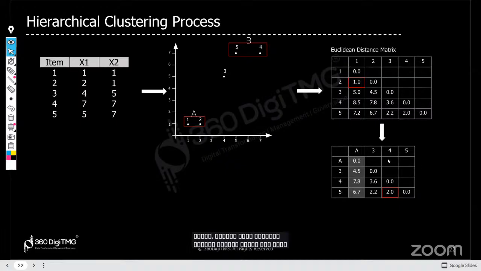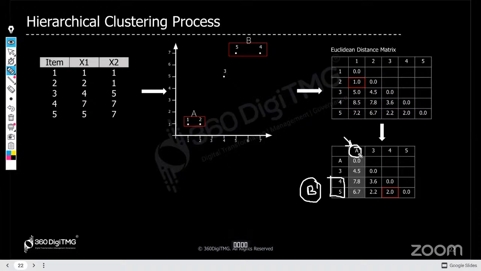Once we have clustered them down, again we will try to find which is the shortest, because we have clustered them. Let's make it big. What is the shortest distance between data point A and this B? What is the shortest distance between data point A and this data point B? So we will select out of these two, 7.8 and 6.7. Here we will get to know that 6.7 is the shortest one.